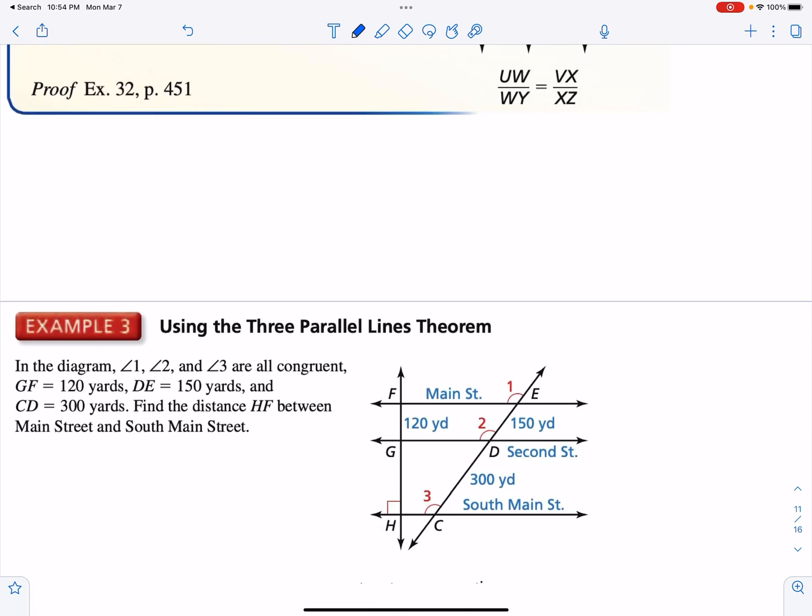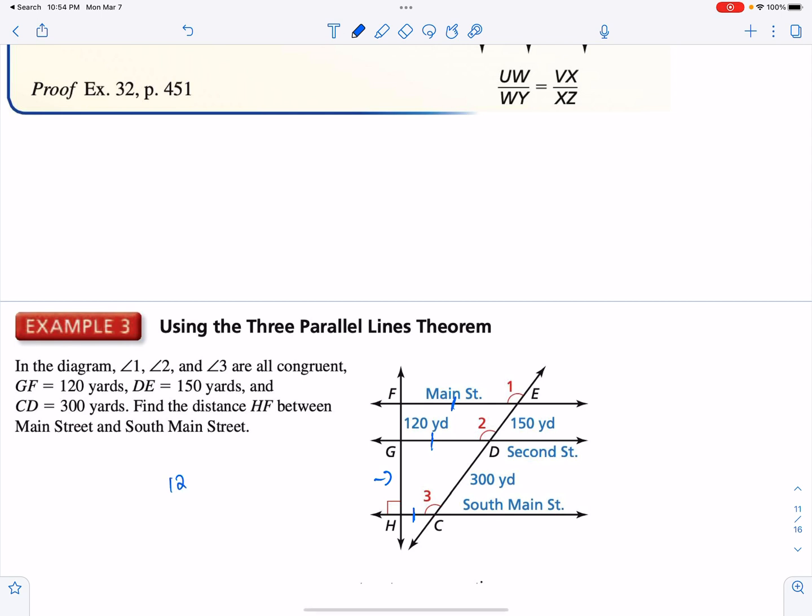So on this one, again, our parallel lines are HC, GD, and FE. It says in the diagram, angles 1, 2, and 3 are congruent. Those are corresponding angles. That gives us parallel lines. It says that GF is 120. That's labeled. It says that DE is 150. It says DC or CD is 300. And we're supposed to find the length of HF. Now in our proportions, we're just going to find HG.